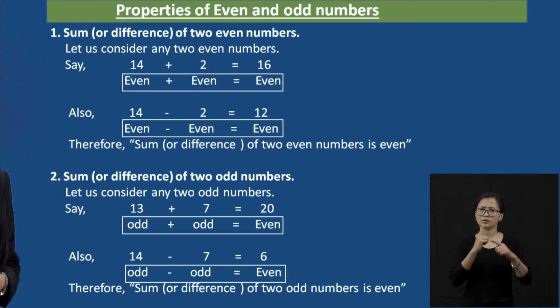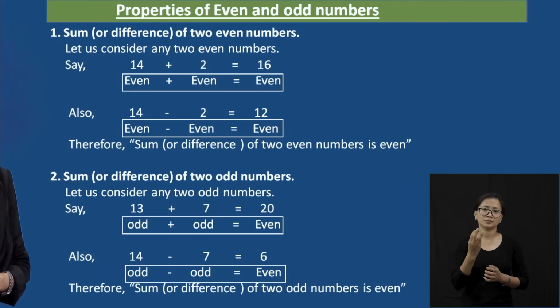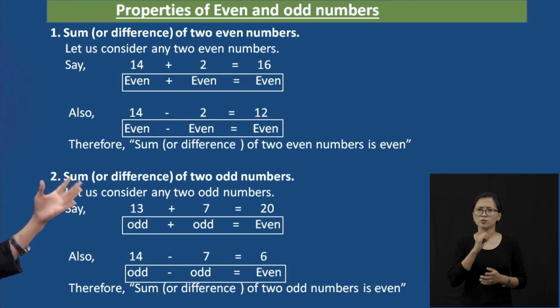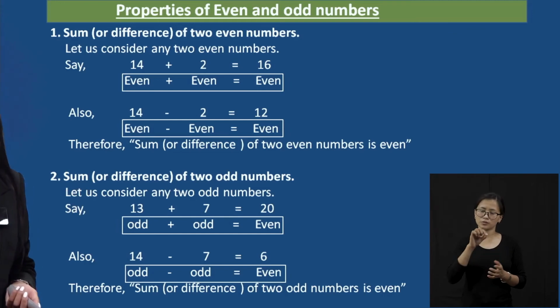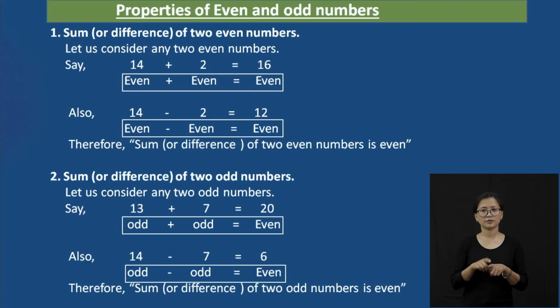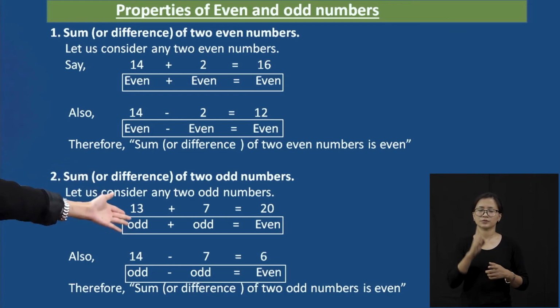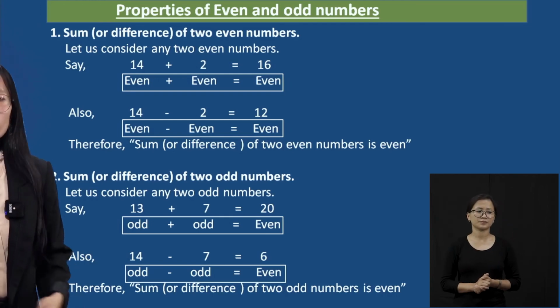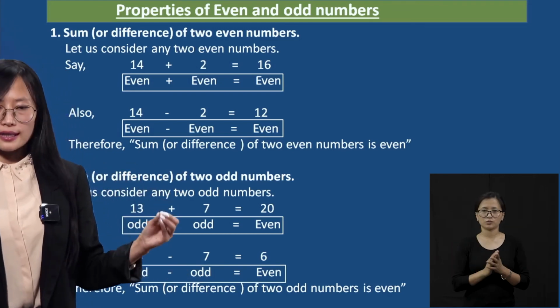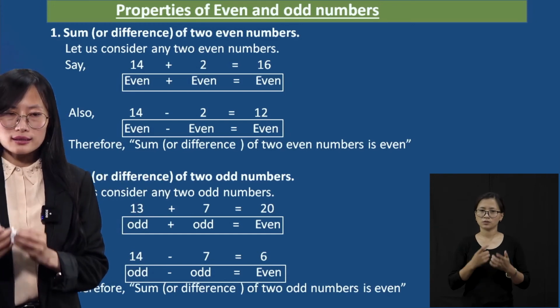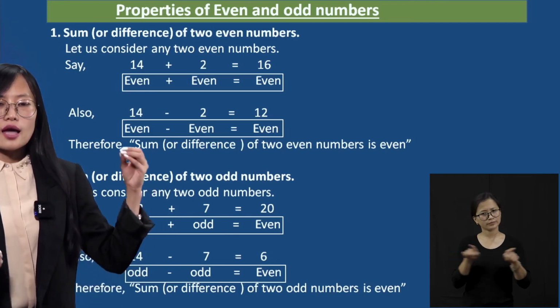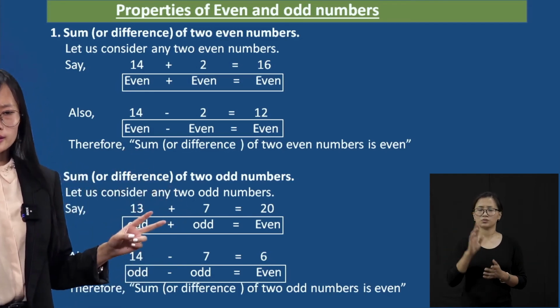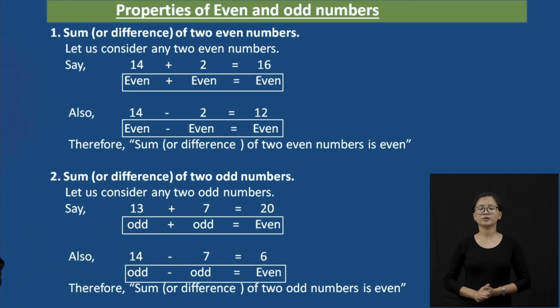The sum or differences of two odd numbers. Sum or differences I have already explained, so I don't need to repeat. Here I took 13 and 7. You can say that 13 is odd, 7 is also odd. And you can see from the picture itself that 13 plus 7 is 20, which makes it even. So anything you add two odd numbers will result in even. Likewise, if you subtract any two odd numbers, you will get odd.